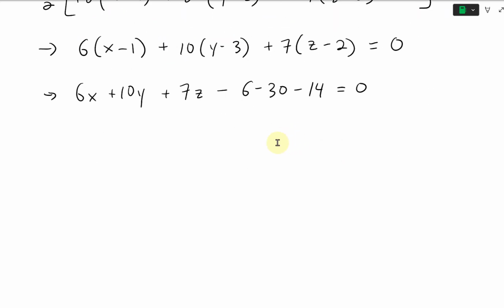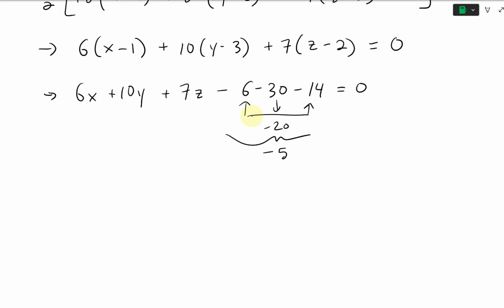All right. And now let's just solve what this would be. Well, negative 6, negative 14 is negative 20. So then negative 30, negative 20, that becomes negative 50. This whole thing's negative 50.